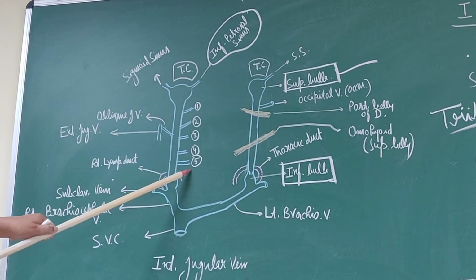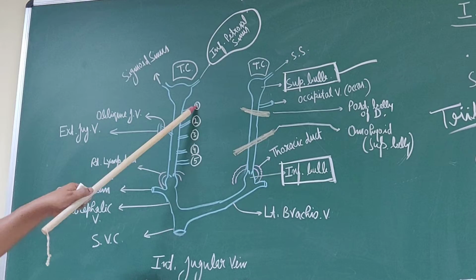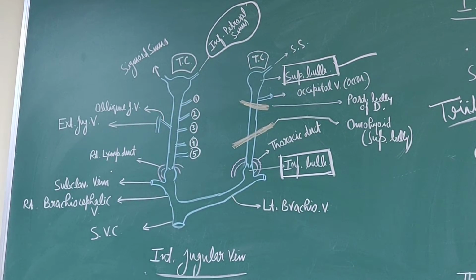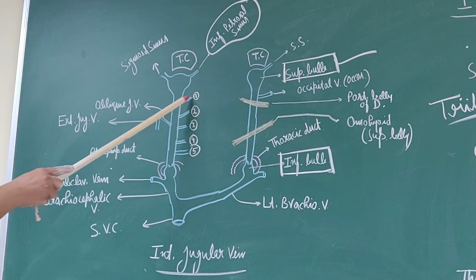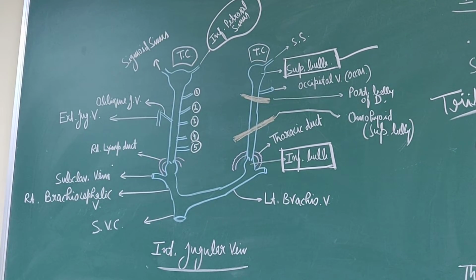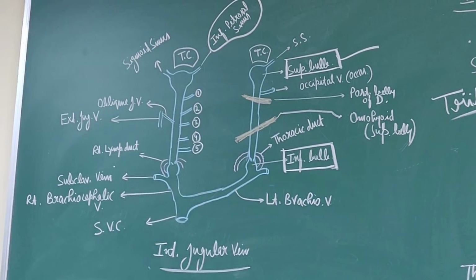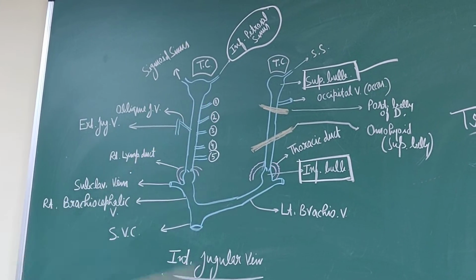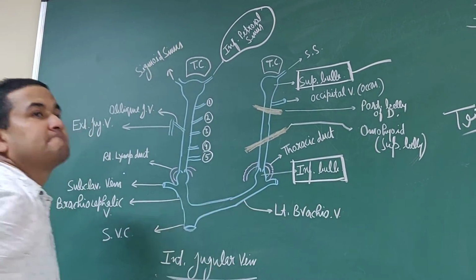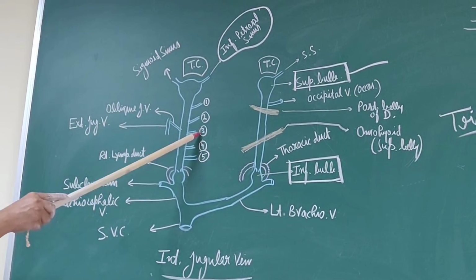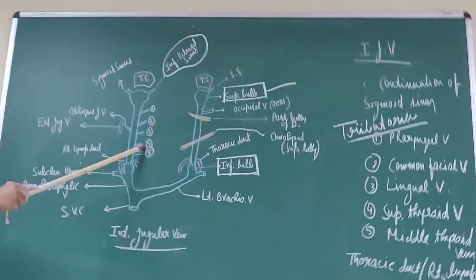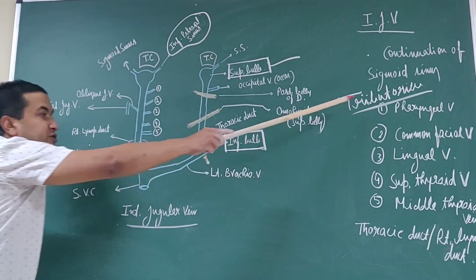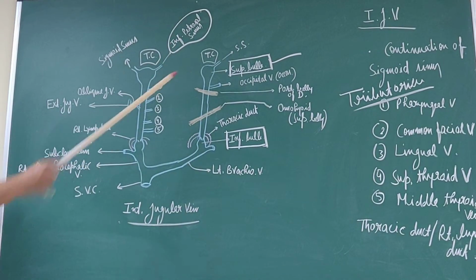Then these are the tributaries. The first is the pharyngeal vein, present on both sides. It is the pharyngeal vein of the pharyngeal plexus that drains into the internal jugular vein, and all these tributaries pierce the carotid sheath to drain into it. Then the second is the common facial vein. Then the lingual vein, the superior thyroid vein and the middle thyroid vein. These are the tributaries of the internal jugular vein.